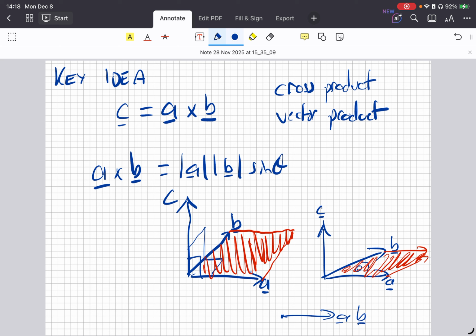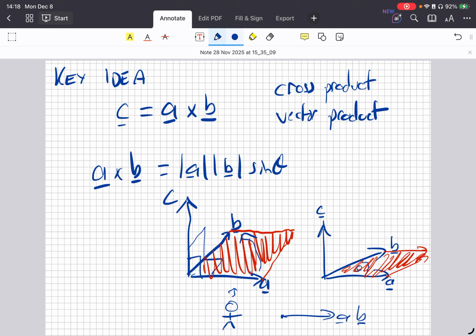Just to say as well, we didn't really go over this in the lecture, but this designates the right-hand rule. If you imagine we were sitting underneath this plane looking up at A and B, rotating from A to B would be in the clockwise direction. The clockwise direction then defines the direction of C. We call this the right-hand screw rule. If we had a screwdriver and we turned it from pointing at A to pointing at B, that would push the screw in this upward direction.